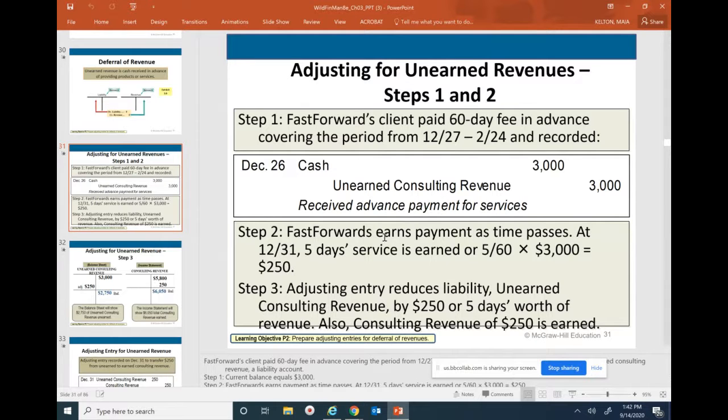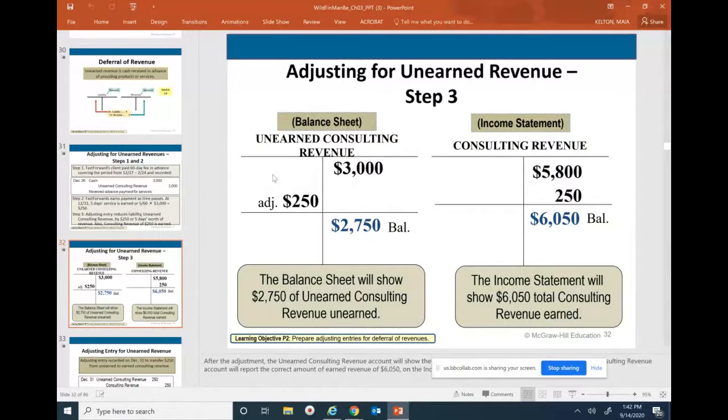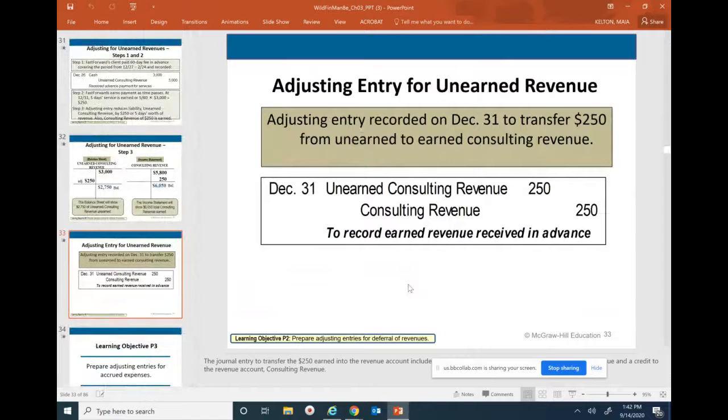So in this case, fast forward, revenue is earned as time passes. In December, they earned 5 days of service. And you can see the calculation here. When the services are earned, then everything needs to be adjusted. We need to decrease what the company owes the client and increase consulting revenue accordingly. The journal entry for deferred revenue is debit unearned consulting revenue and credit consulting revenue. So you can also use different accounts depending on what types of services are delivered and performed.